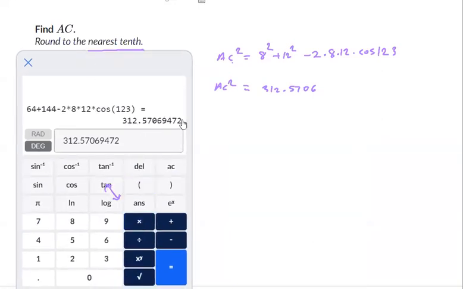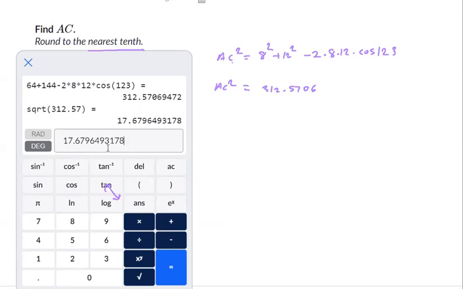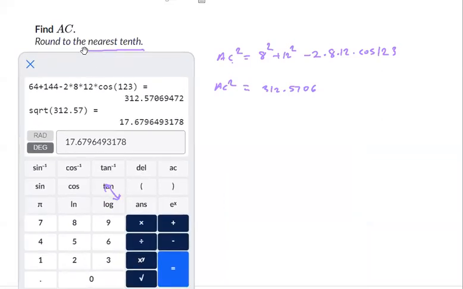So the square root of 312.57. I think that will be 18. Actually no, to the nearest tenth it is 17.7. So that looks like my final answer.